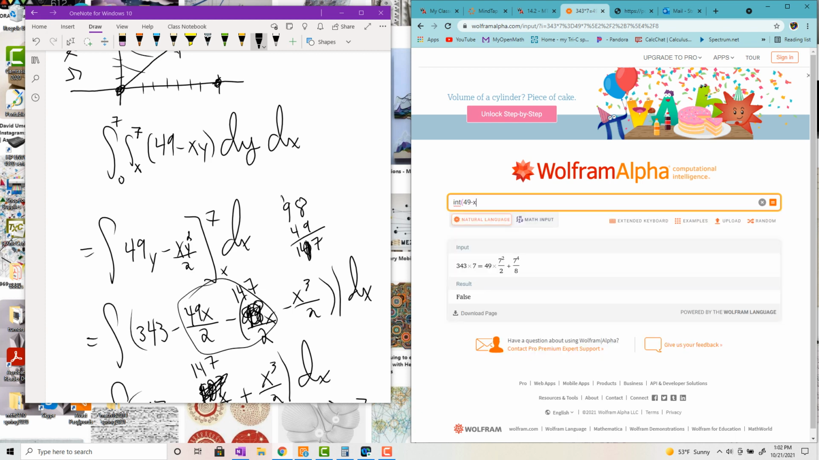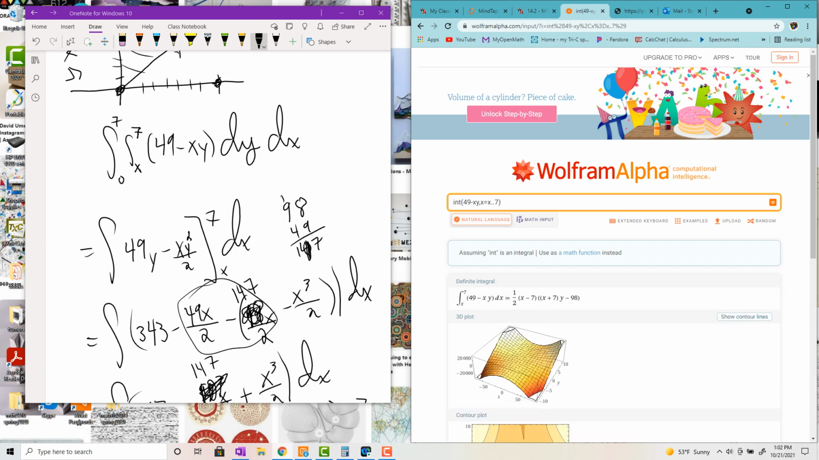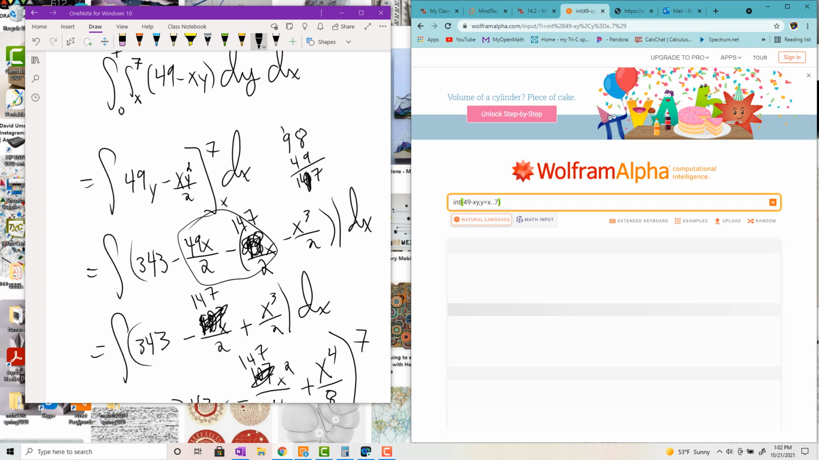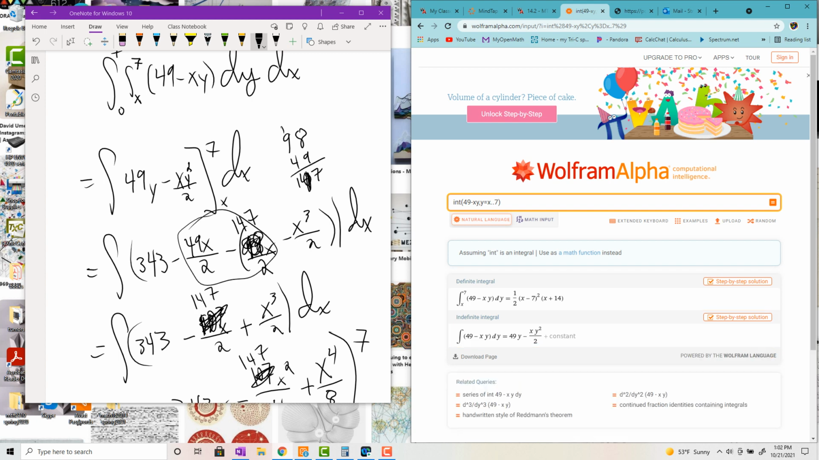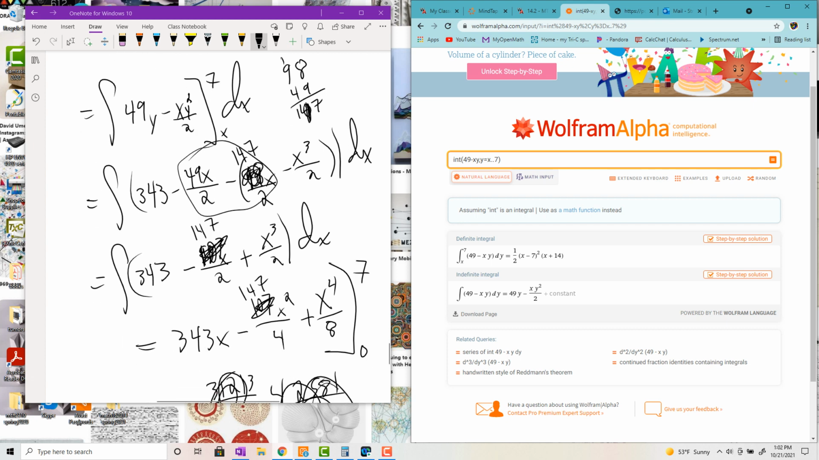49 minus x y with respect to x equals x to 7. So that part right there is the inner integral. And of course it didn't help very much. With respect to y, sorry, y equals x to 7. That doesn't have really much in either. So it'd be 49, yeah, there it is. So 49y minus xy squared over 2.